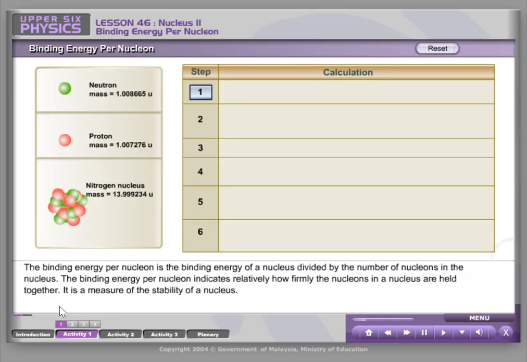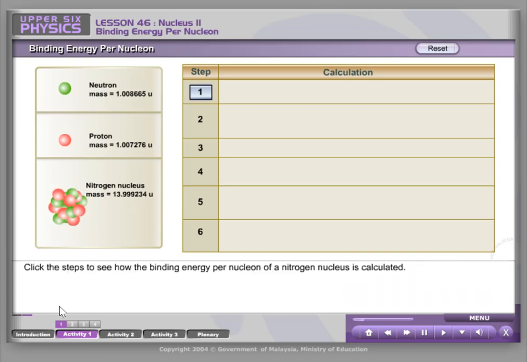The binding energy per nucleon is the binding energy of a nucleus divided by the number of nucleons in the nucleus. The binding energy per nucleon indicates relatively how firmly the nucleons in a nucleus are held together. It is a measure of the stability of a nucleus. Click the steps to see how the binding energy per nucleon of a nitrogen nucleus is calculated.